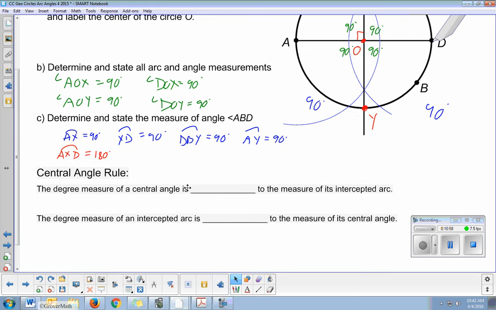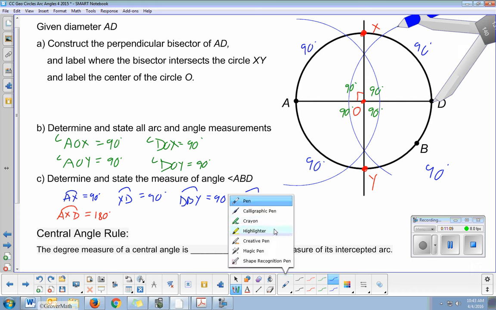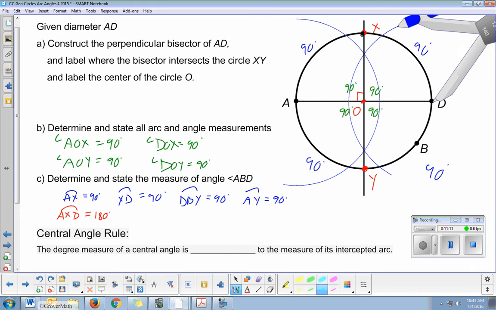The degree measure of a central angle is blank to the measure of its intercepted arc. The concept that this construction was attempting to go through before I goofed up over here was that a central angle, if I pick one of these angles and highlight it, let's say DOX, or X over XOD, we determined that this was 90 degrees, and we also determined that the arc was 90 degrees.